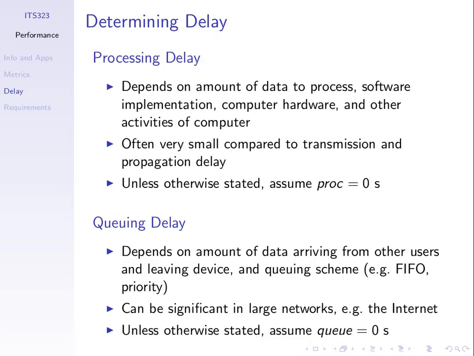Often, not always, but often it will be quite small compared to the transmission and propagation delay. Computers are fast. They can process an amount of data in a small amount of time, nanoseconds, microseconds. In some of the examples we'll consider, most times transmission and propagation delay is much larger. So sometimes we'll assume the processing delay is zero. Even though there is a processing delay, it's quite small. Let's make it zero, just to keep things simple. So again, unless I tell you in a question that the processing delay of this computer is 5 milliseconds, if I don't tell you, assume it's zero.